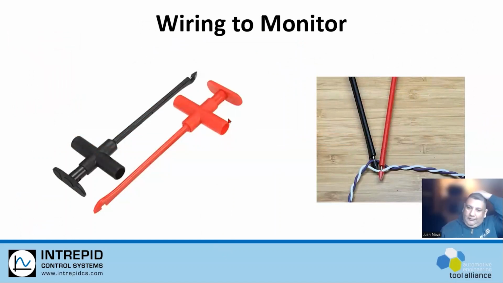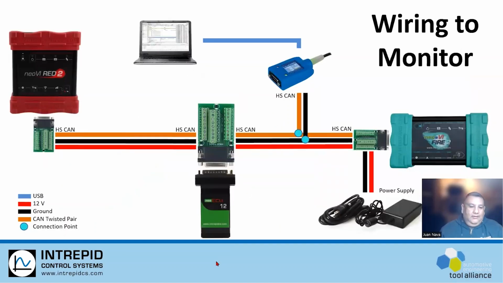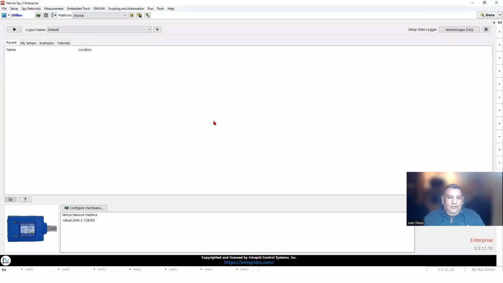Now that I showed you how we're going to monitor this specific system, let's go ahead and start with Vehicle Spy. We're going to start with this method because I want to set up Vehicle Spy from the beginning. So Vehicle Spy starts up, and I already have my Valley CAN connected to my PC, so I'm going to see the device down here. Whatever device you're working with, you'll see down here.